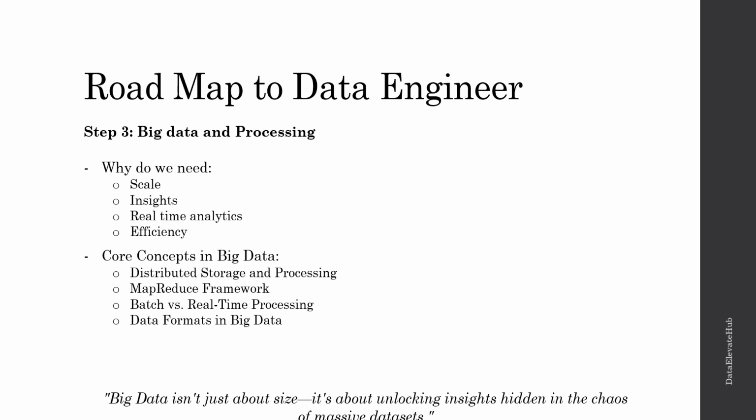Next, the MapReduce framework. It is a programming model that processes the data in two steps. The first one is map: it processes individual chunks of data in parallel. And reduce: it aggregates the outputs of the map tasks. Let's take an example.